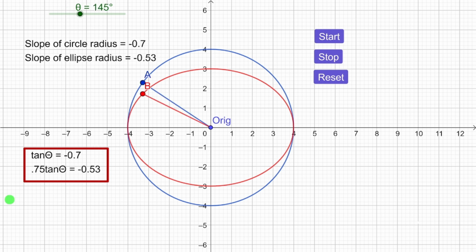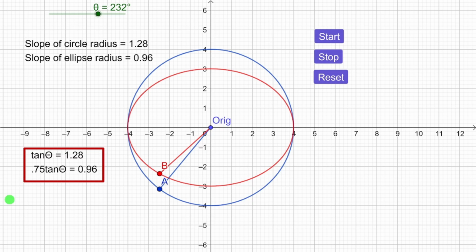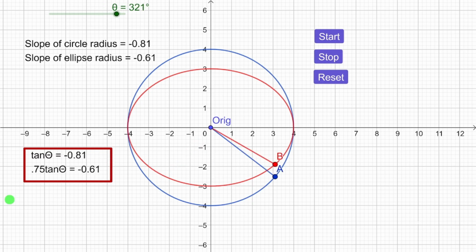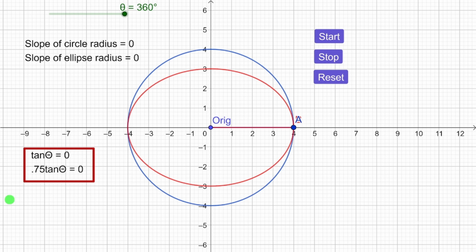And then in the second quadrant, the ellipse gets ahead because the absolute value of the slope of the radius of the circle is higher, so that radius is steeper and closer to the y-axis. So now we're headed for the x-axis, and the point B is ahead. Tied up again, circles are ahead, tied up again, ellipse is ahead. And they all finish at the same time at the end of the race.